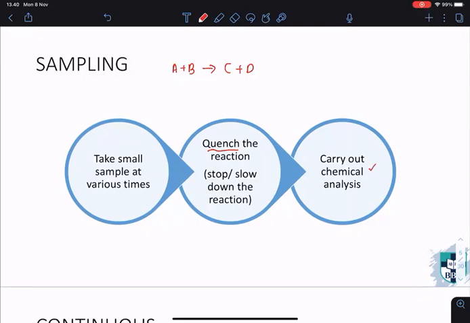What kind of chemical analysis are we talking about? Since the rate equals change in concentration divided by time, we want to find concentration. The type of chemical analysis we will be doing is the titration method, neutralization. Then we do calculation and find out the number of moles. We can find out the concentration, and then we can plot the graph and do further analysis. So in a simplified way, what is sampling? You take a small sample at different times, you quench the reaction, and then you carry out chemical analysis. That is sampling.